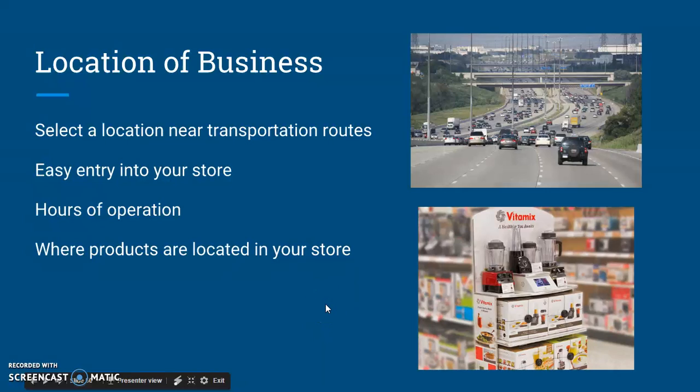Okay, the location of the business. Once you've selected the location near transportation routes, this is going to allow the customer to easily access the store and be able to get to your product as soon as possible. Easy entry into the store, hours of operation, and where the products are located in your store. These are all examples of marketing.